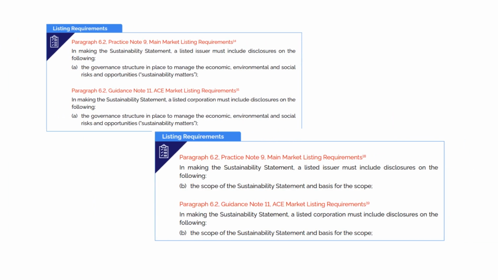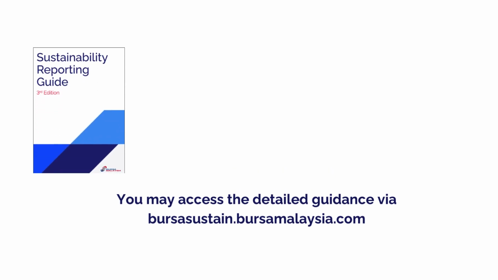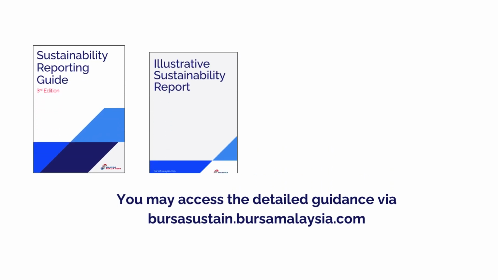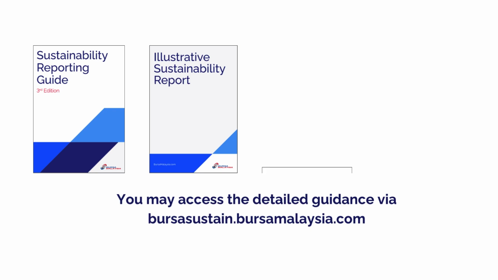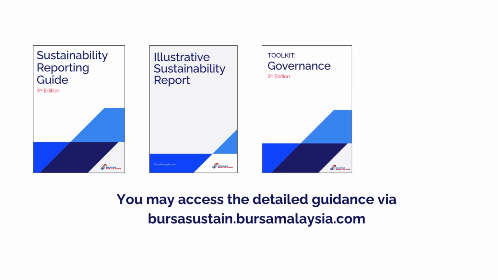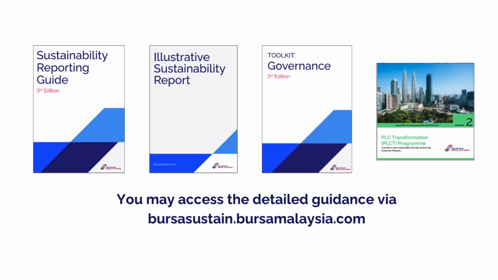By disclosing all the required aspects discussed in this chapter, you're one step forward towards ensuring your company meets the Bursa Malaysia listing requirements. Listed issuers may refer to the third edition of the Bursa Malaysia Sustainability Reporting Guide, Illustrative Sustainability Report, Toolkit Governance, as well as the PLC Transformation Program Guidebook 2 for more guidance related to sustainability governance and scope and basis of scope.